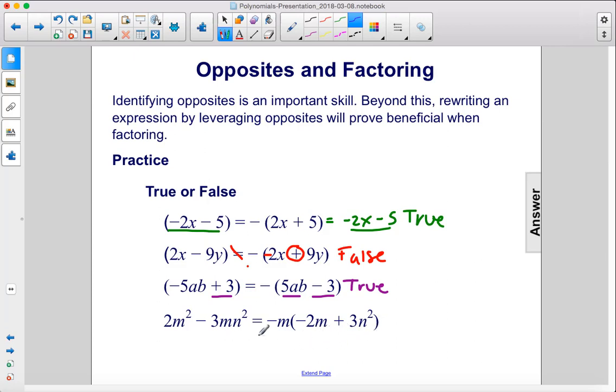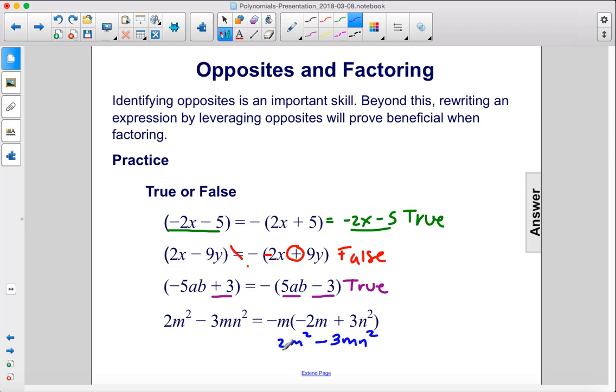And finally, we have 2m squared minus 3mn squared equals negative m times negative 2m plus 3n squared. So we took out not only a negative sign from this side, but we took out an m. So let's see if that was done correctly. If we multiply this out, we get negative m times negative 2m, which gives us positive 2m squared, and then minus m times 3n squared gives us negative 3mn squared.